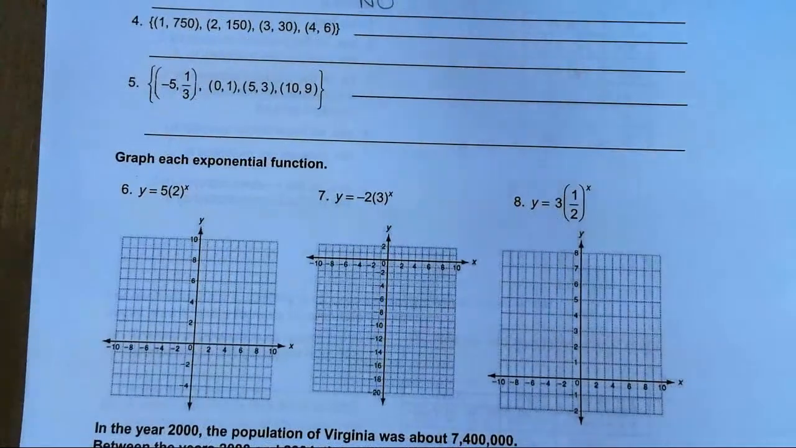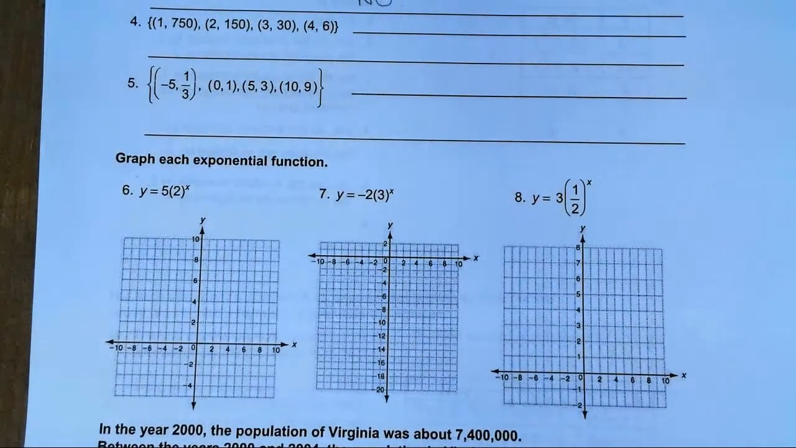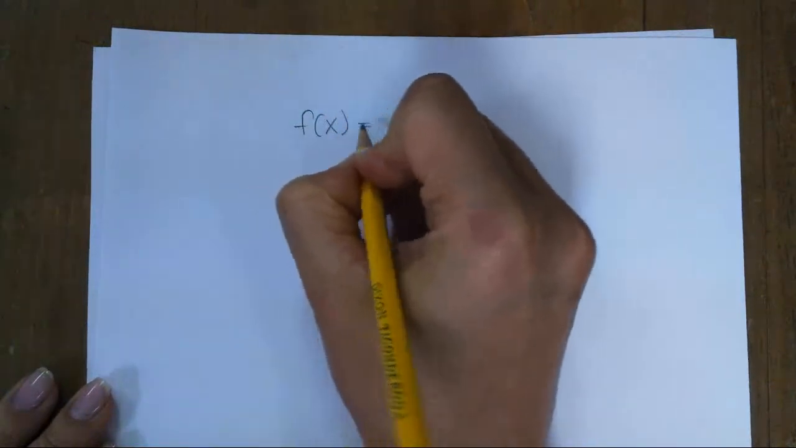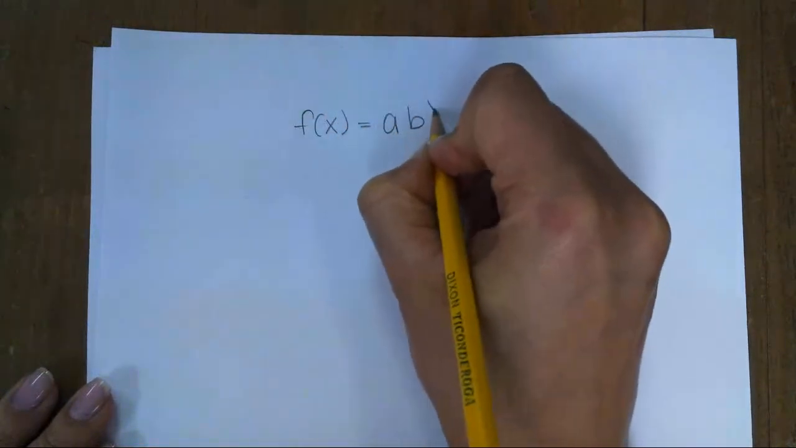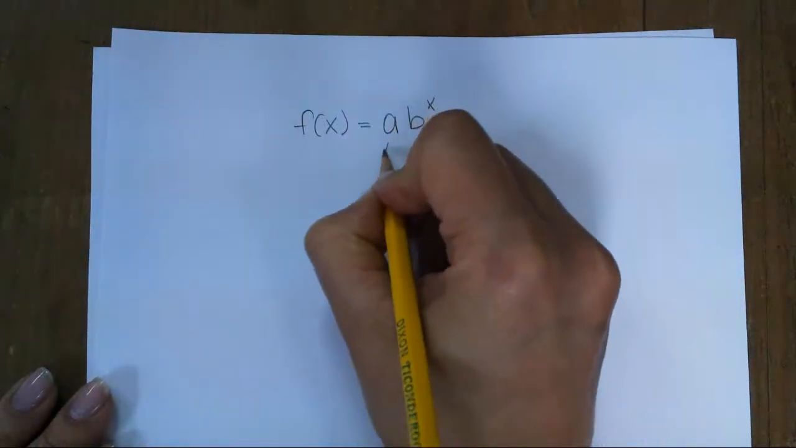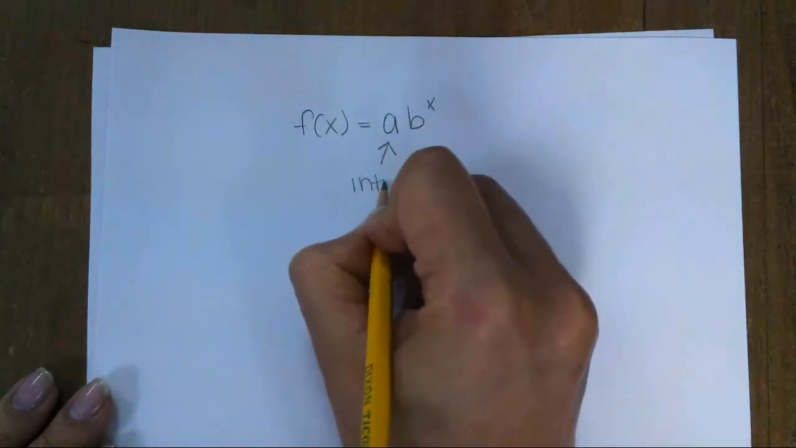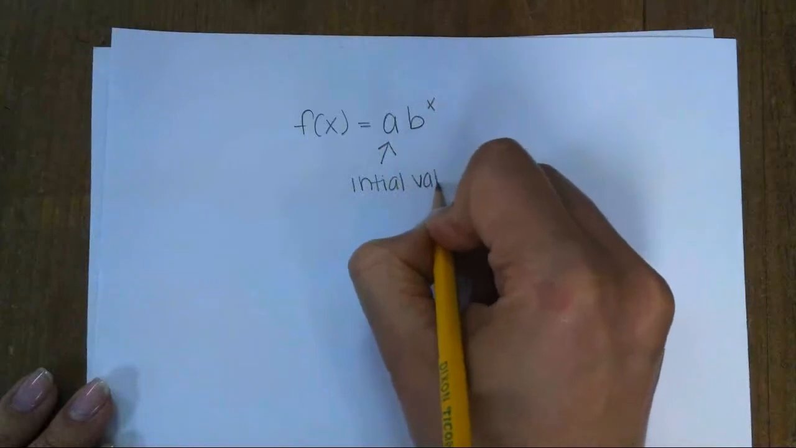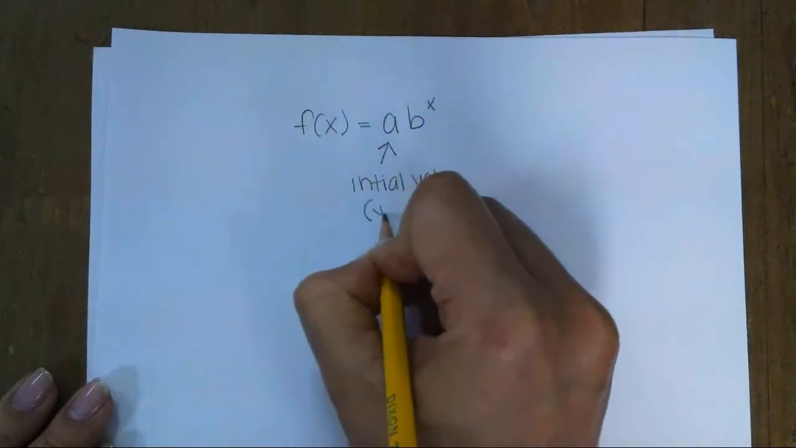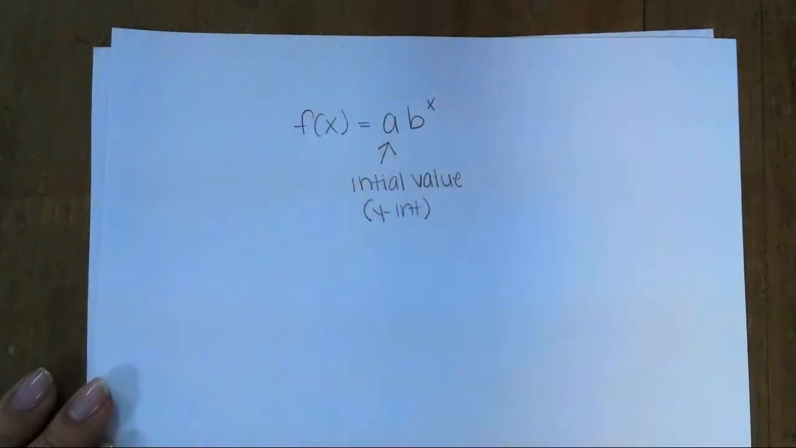Now let's look at question number 6. I'm going to zoom in here for you guys. I'm going to transfer this question onto another paper, and then when it comes down to graphing it, I will graph it back onto that same worksheet. So over here, I've told you guys that for exponential functions, you have a times b to the x power. A is your initial value, or your y-intercept. And I told you guys that in class.